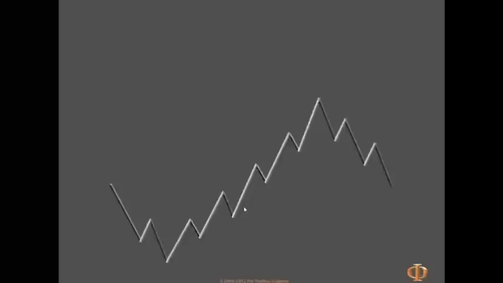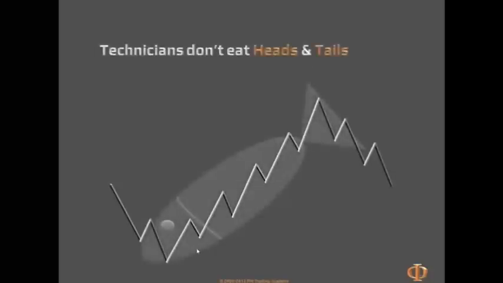But you have to accept that in this business, we don't eat the head and the tail of the fish. What does that mean? It means that we will never buy at the bottom, and we will never short at the top. We will wait for the failure to go lower, and we will buy at the failure swing over there. We will wait for the failure to go higher and the swing over there to go short. Basically, we don't eat the head and the tail of the fish.